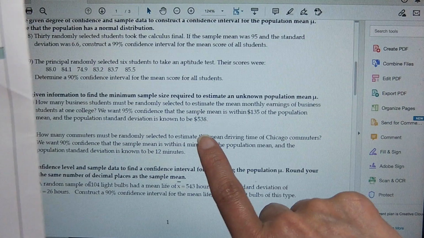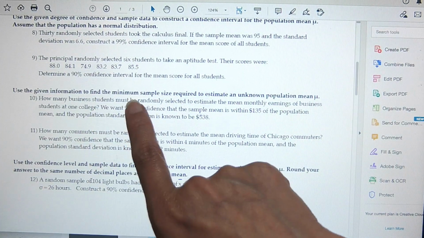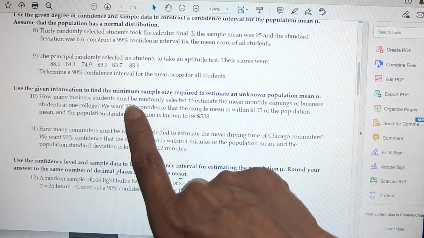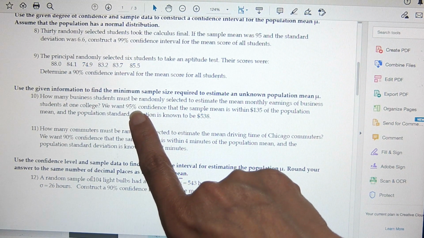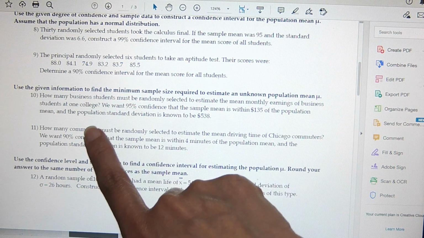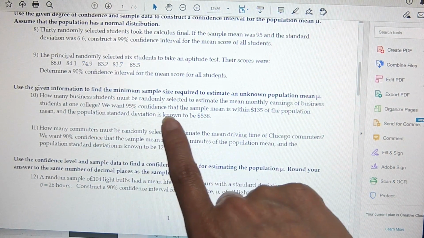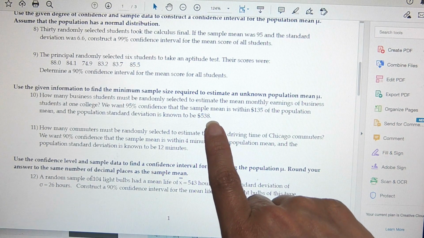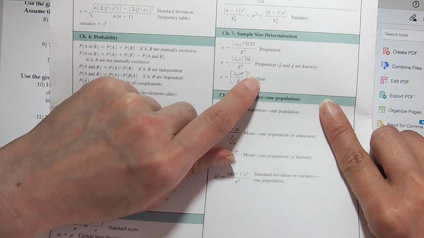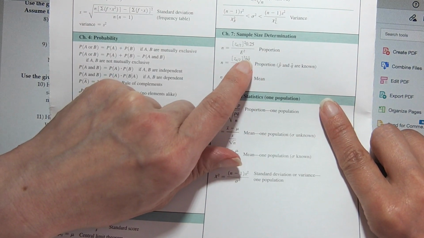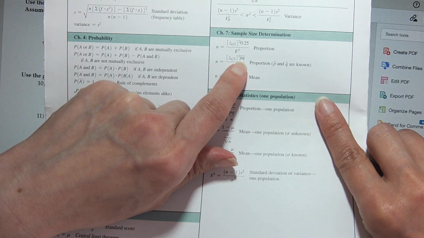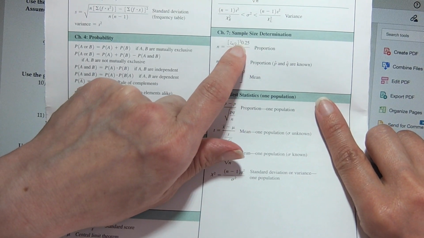Okay, so look at this question. How many business students must be randomly selected to estimate the mean monthly earnings of business students? We want 95% confidence and within 135 of the population mean. And the population standard deviation is known to be 538. So, am I talking about proportions? Am I talking about proportion where p hat or q hat is not given? The percentage is not given.